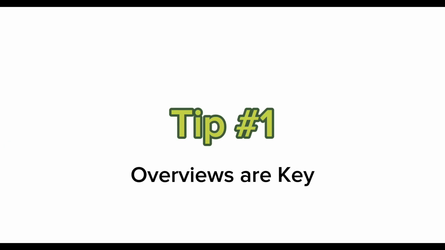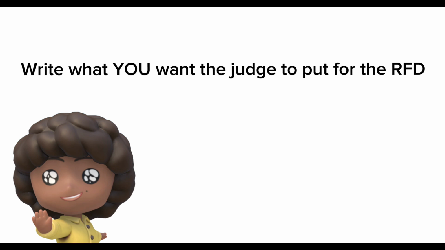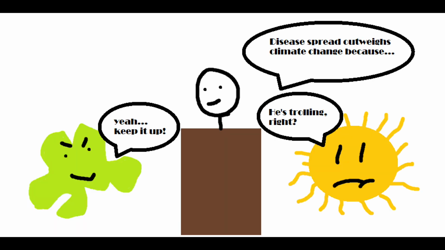Tip number 1. Overviews are key. I'd look towards the overview video on how to do these more properly, but the best way to do an overview in the final rebuttal is to write the ballot for the judge as efficiently as possible. Ideally, the words that come out of your mouth should be the ones written directly onto the ballot. The structure for this is to explain your impact, or the reason why you win, and dive into the specifics on why you think that means that you've won the round.